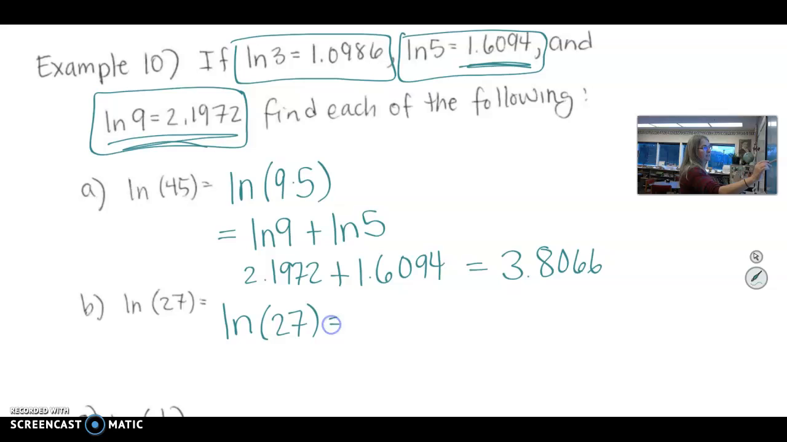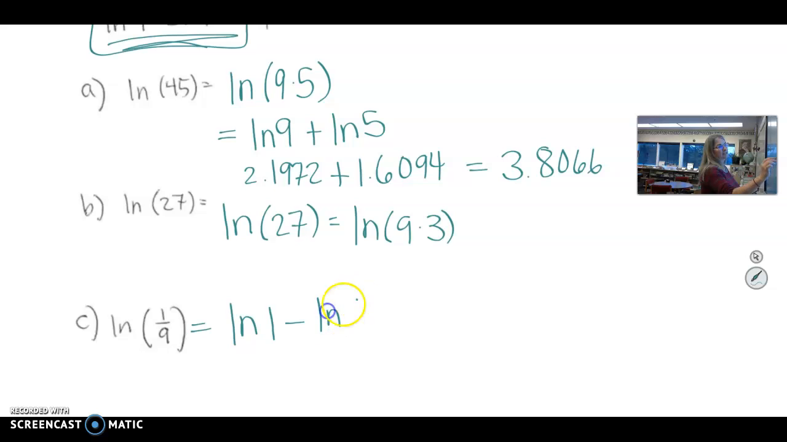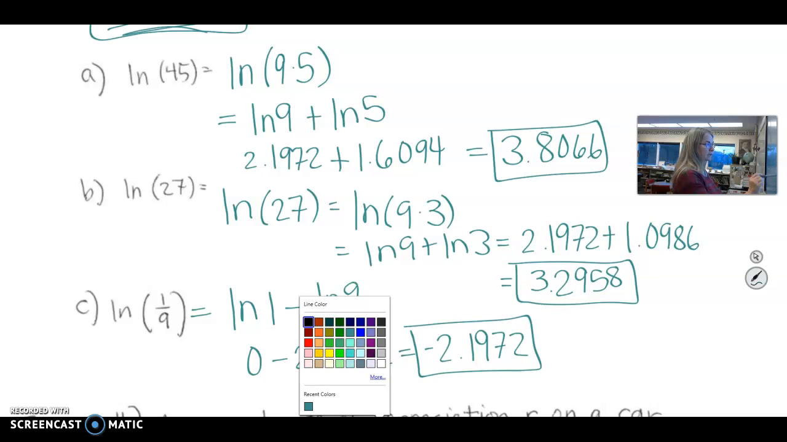Natural log of 27, you can rewrite 27 in terms of what we're given as 9 times 3. So go ahead and complete that using the product property, and then come back, and I'm going to do the problem as well. I'm going to do the quotient property here. So I have ln of 1 minus ln of 9. See if you can figure that one out, and check your answers here in a minute. Okay, for part B, I got 3.2958. If you're not getting that, make sure you write this down, and you can ask me during class.